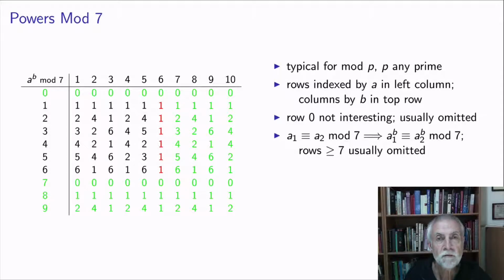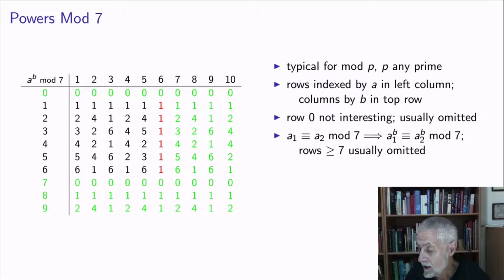Well, we've looked at tables for addition modulo n and multiplication modulo n, so a plus b mod n and a times b mod n. Now we're going to be looking at tables for a to the power b mod n, and we're going to be particularly interested in the case where n is a prime. So let's begin with an example.